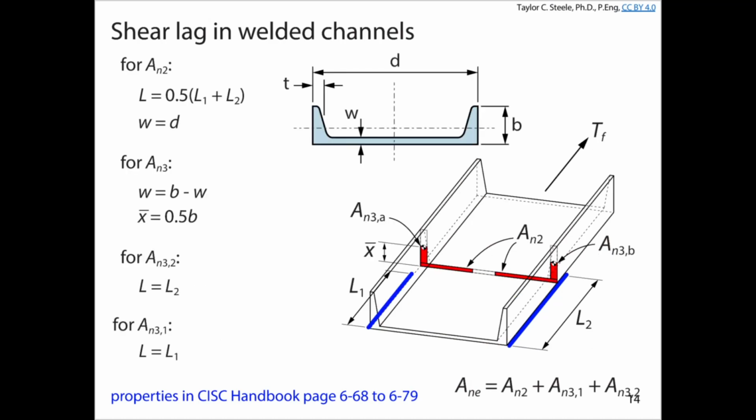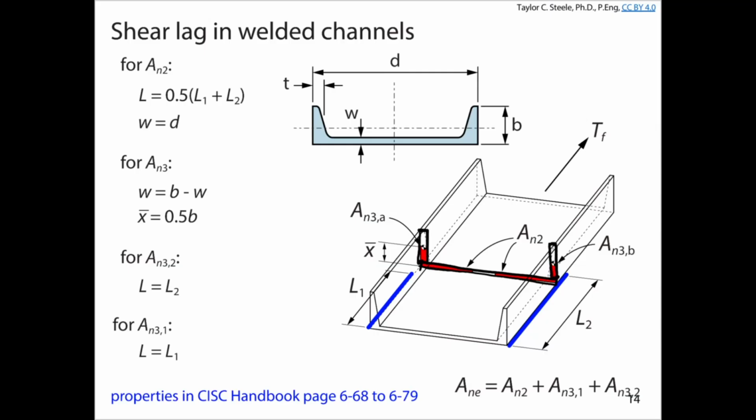If we have channels, they're very similar to angles, except now instead of having one leg that's outstanding from the gusset plate, we could potentially have two. Again, this could be an AN1 if we had a transverse weld along the web of the channel. We could make that an AN1 if we want to. But if we just have these two longitudinal welds, L1 and L2, again, which is quite common, then we would have the AN2 component for the web. Basically, we've got a rectangle that looks something like this. And then we've got two other things that will make a rectangle.